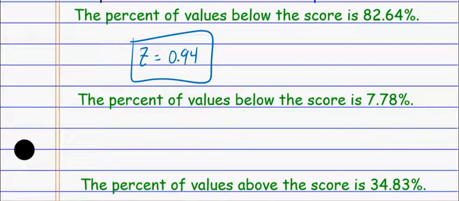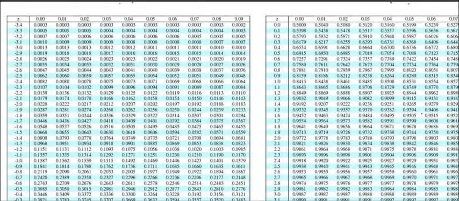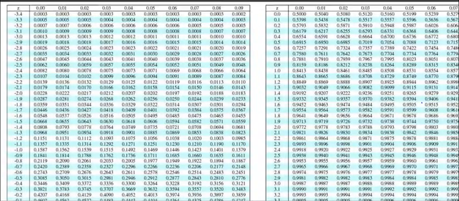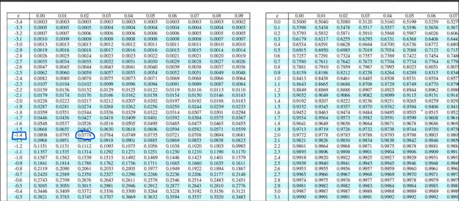For this one, the percent of values below the score is 7.78. So once again, I'm going to go to my z-chart. I'm going to hunt down that 7.78% and see the z-score that goes with it. So 7.78%, that's under 50%, so I know I'm looking at the negative end. And right here, I see the 7.78, looks like it's right here. So that is a score of negative 1.42.